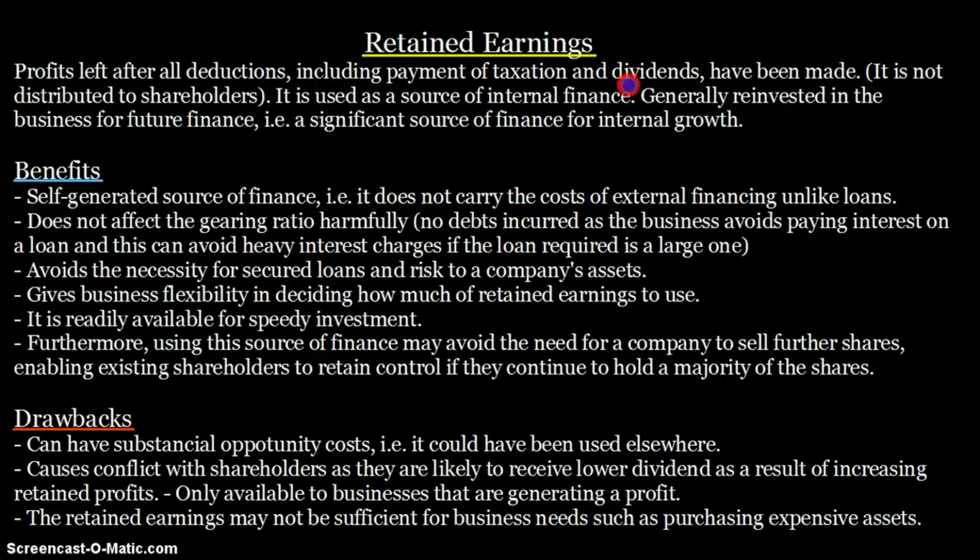The first internal source of finance that we have is retained earnings, or you can say your profits. Profits left after all deductions, including payment of taxation and dividends, have been made. So after you deduct all of these from your profits, what is left is called your retained earnings, and it is not distributed to shareholders.